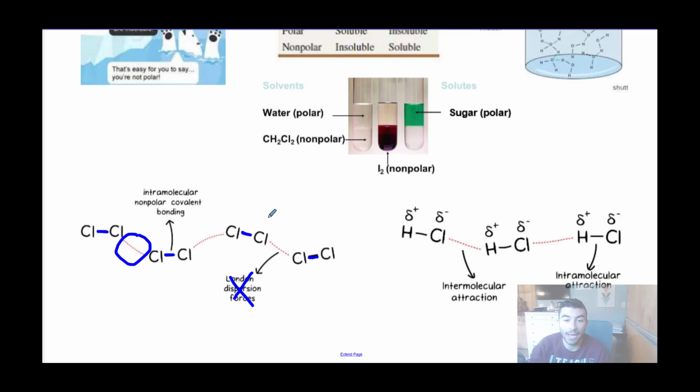So the covalent bond between the two chlorines is the intramolecular force within the molecule. The intermolecular force is between one molecule and another. For nonpolar molecules, that intermolecular force is really weak compared to a polar molecule that has positive and negative ends. The positive end of one and the negative end of another allow it to attract much more strongly than one end of a chlorine molecule can attract another chlorine molecule.